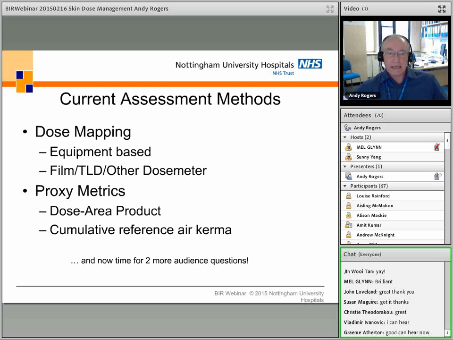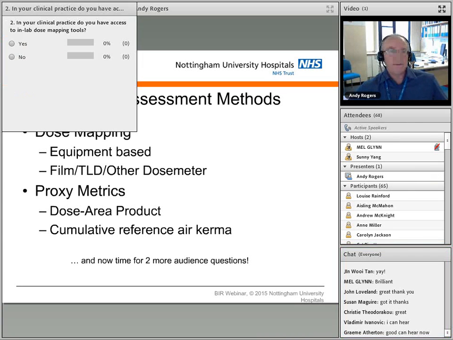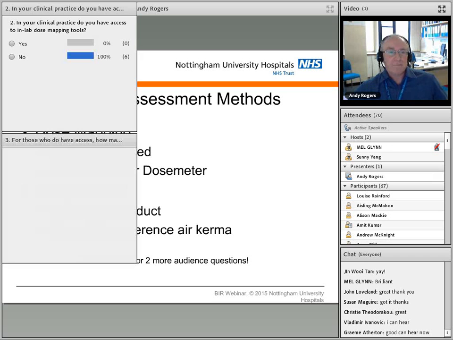So let's think about how we're assessing dose. Before I crack into this, I'm going to go around dose mapping, just have a quick chat about that, and then look at some of the limitations on the proxy metrics. But Sunny, can we have the first of the next two polls? So if you guys could, I'm going to do this as well. Let's see. This is interesting.